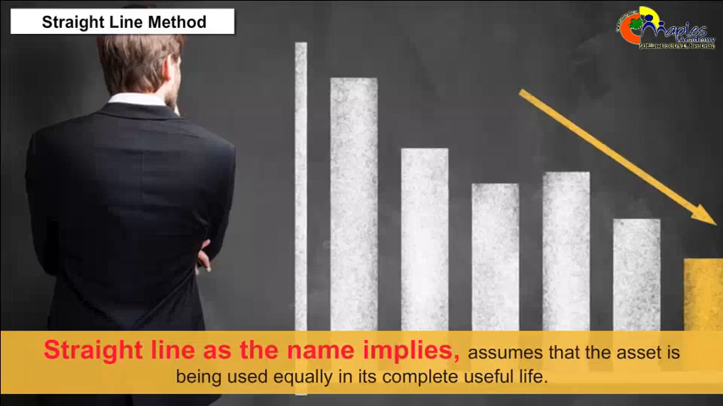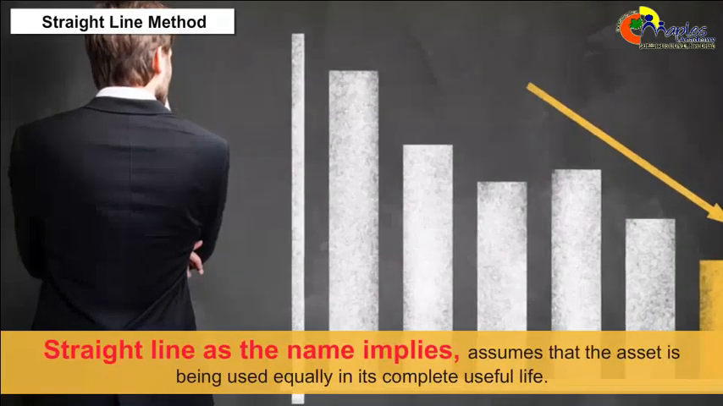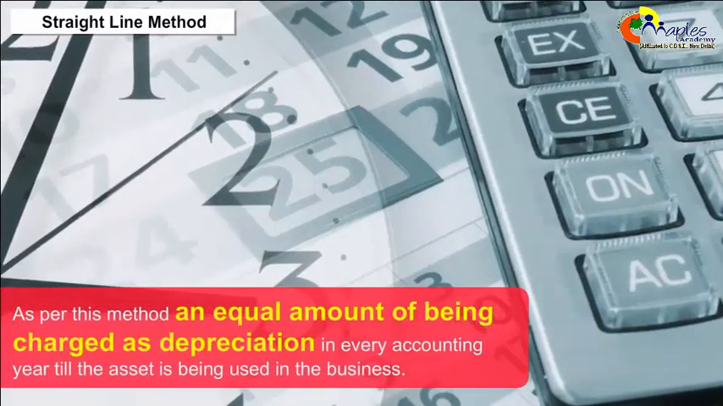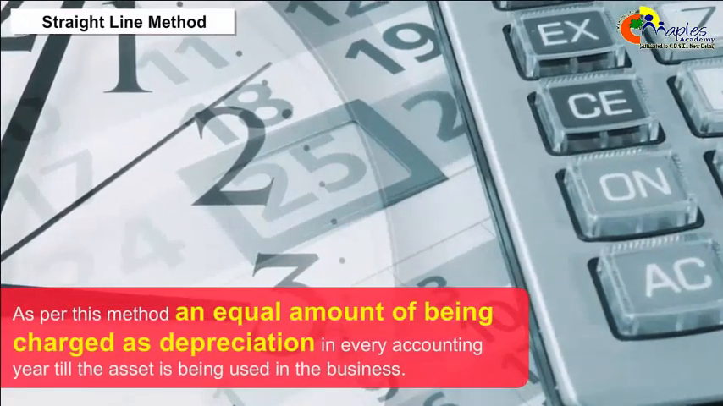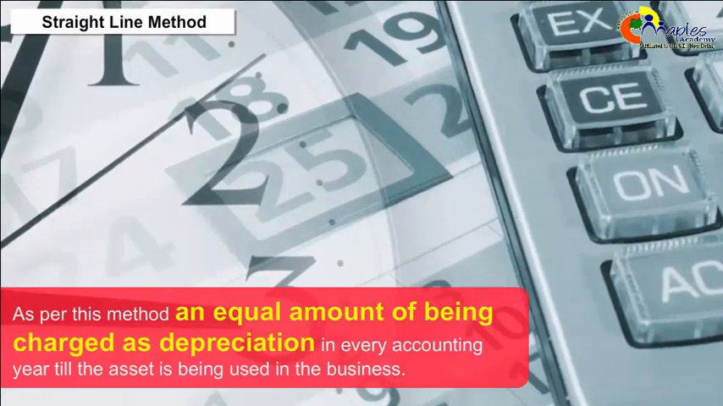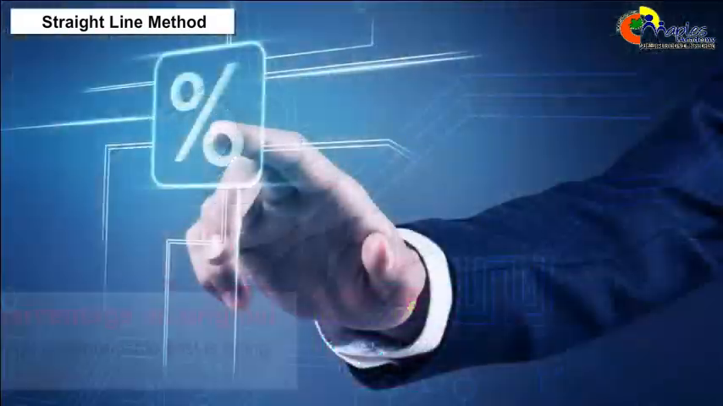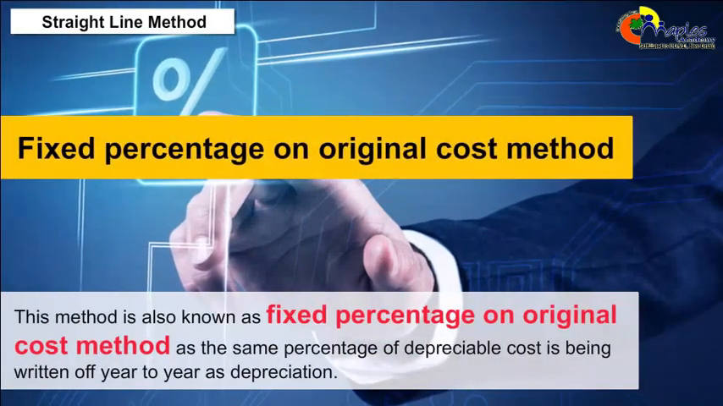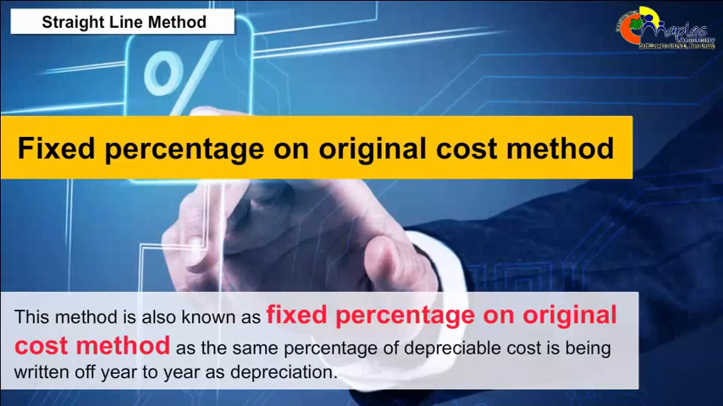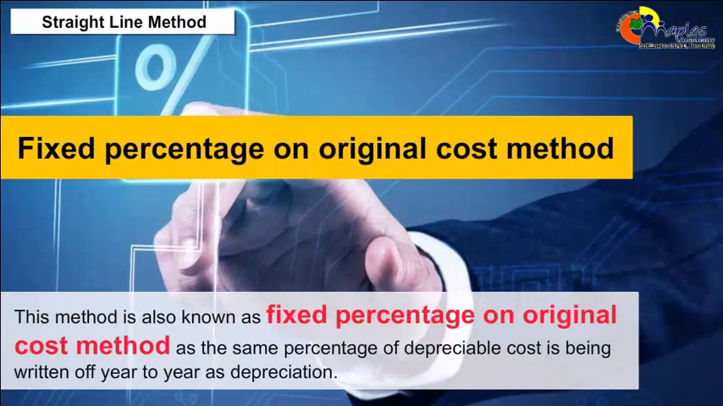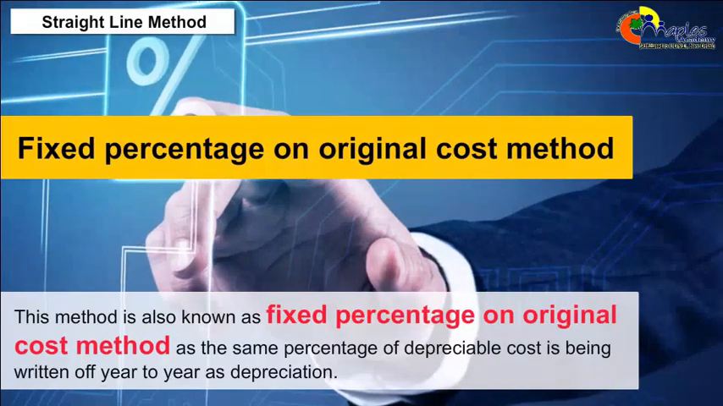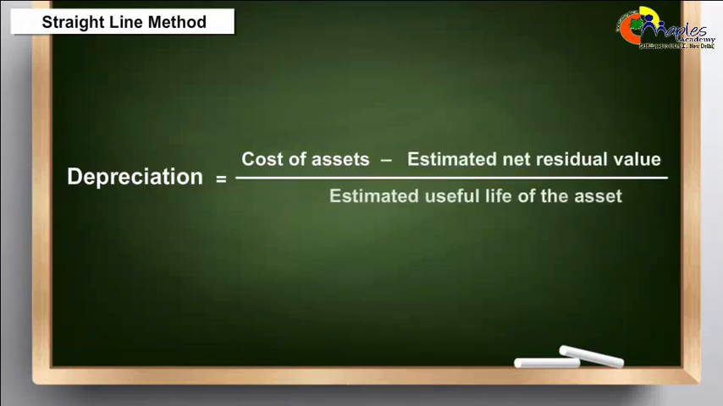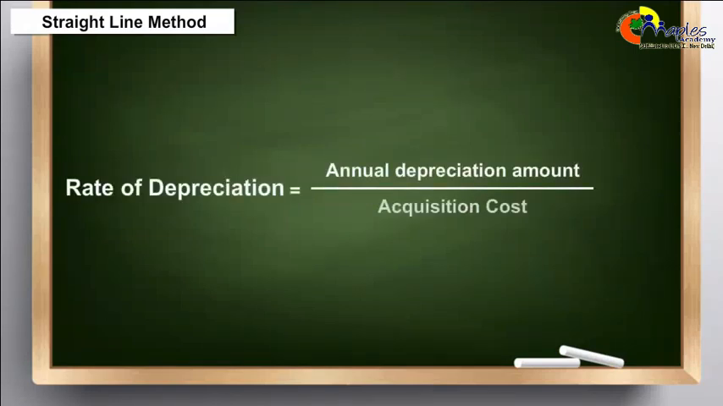assumes that the asset is being used equally in its complete useful life. As per this method, an equal amount is being charged as depreciation in every accounting year till the asset is being used in the business. This method is also known as fixed percentage on original cost method, as the same percentage of depreciable cost is being written off year to year as depreciation. Formula to calculate depreciation under this method is. Formula to calculate rate of depreciation is.